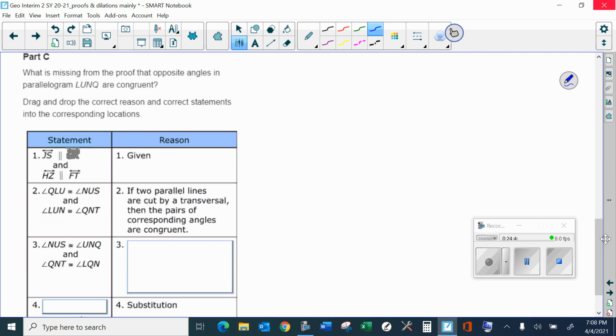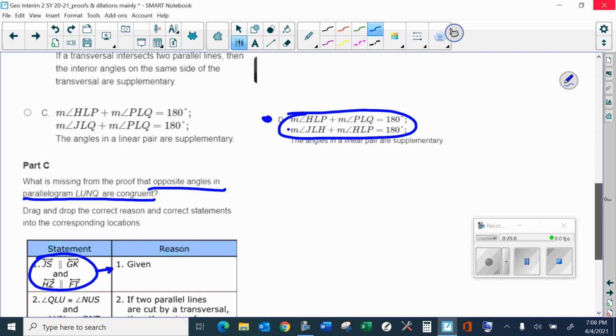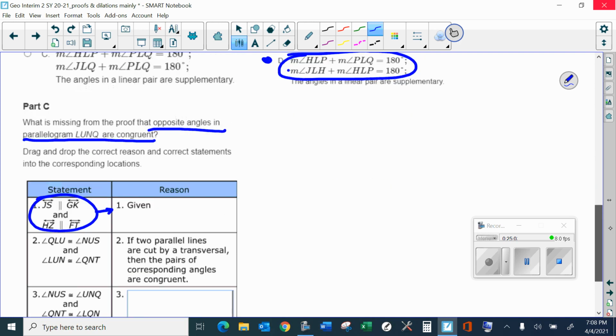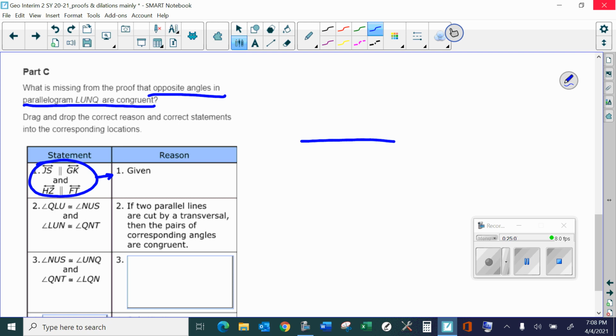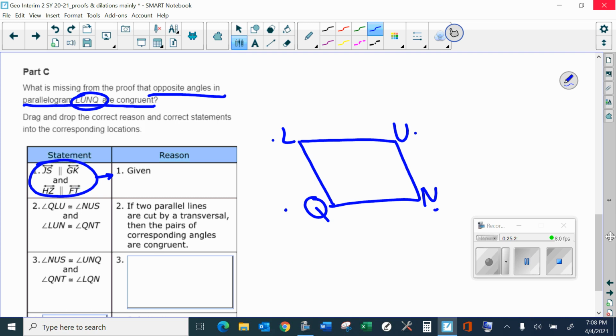What's missing from the proof that opposite angles in a parallelogram are congruent? So again, we're given a parallelogram. Remember, the definition of a parallelogram is that opposite sides are parallel, and that's what they're showing right there, given. And we're trying to prove that the opposite angles are congruent. So again, you draw the figure. I don't see one here, so I would draw it. Just draw and label it. Okay, so L, U, N, Q. I could have gone L, U, N, Q either way, it doesn't matter, but I can't skip around. I have to go right in order, one way or the other.